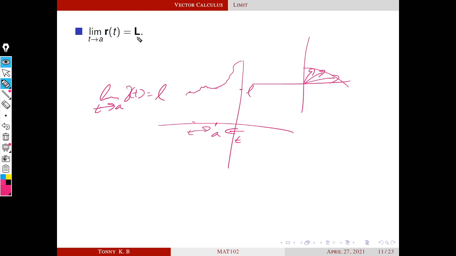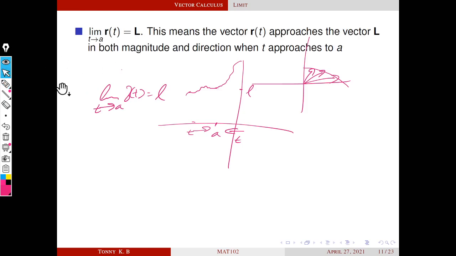So what do you mean by that? Its meaning is like this. The vector r of t approaches the vector L in both magnitude and direction when t approaches a. That is the idea of this notation. You got it? So I will show you the geometry of this notation.